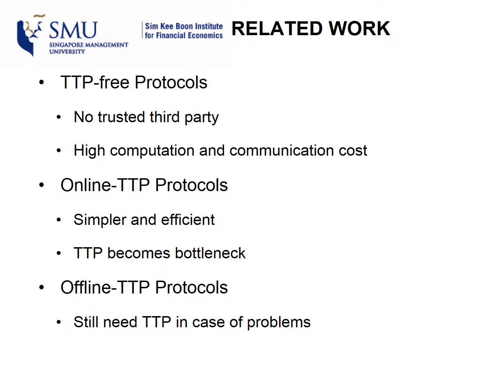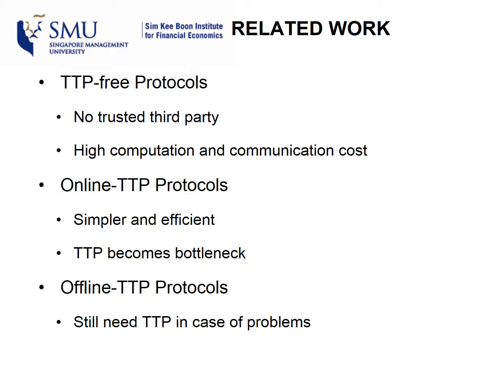Electronic contract signing protocols can be categorized into 3 groups: TTP-free protocols, online TTP protocols, and offline TTP protocols. TTP-free protocols do not need any trusted third party, but they have very high computation and communication cost, so they cannot be used in any real applications.